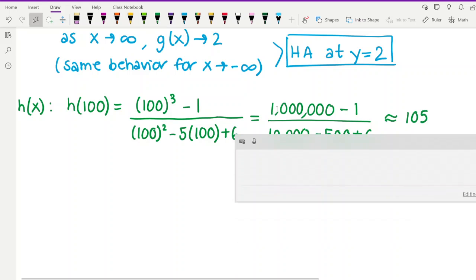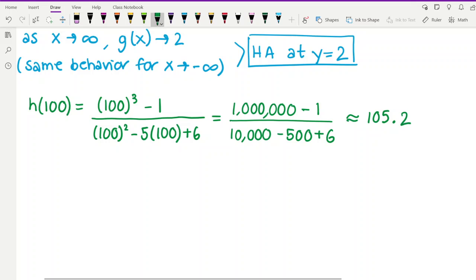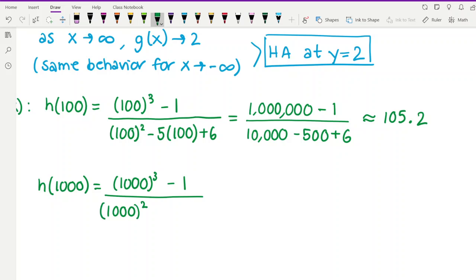So it's not leveling out. Or well, we don't know that yet, but it's not going towards 0. It's just a big number because the numerator is bigger. The numerator kind of won that battle as we plugged in a big number. So let's compare with 1,000. So 1,000 cubed minus 1 over 1,000 squared minus 5 times 1,000 plus 6. Okay, so the numerator is now going to be a very big number. So it's going to have 9 zeros. So what is that? Is that a billion?